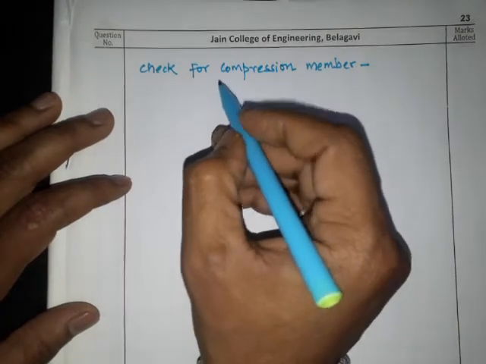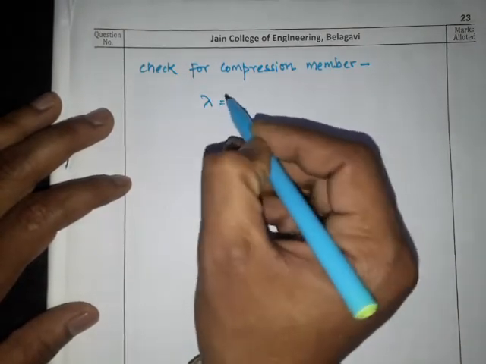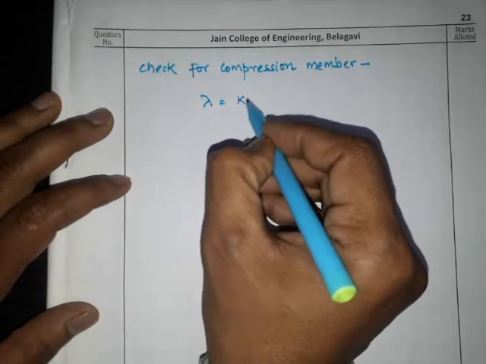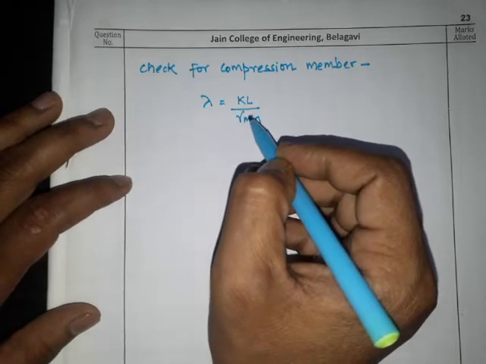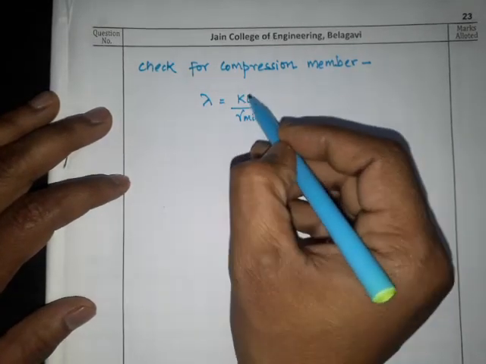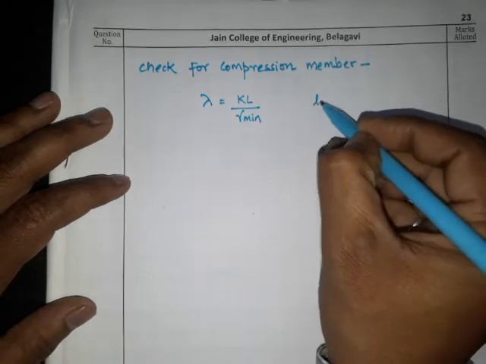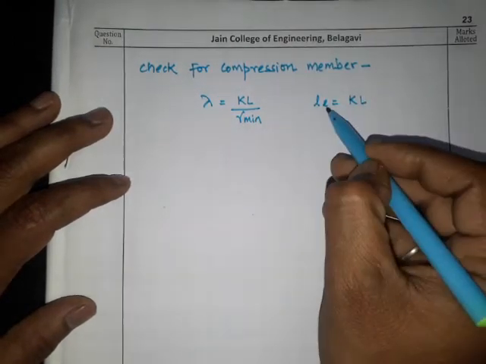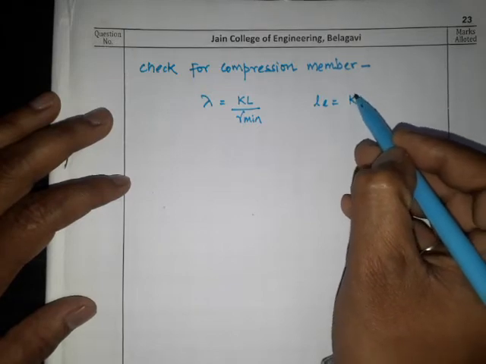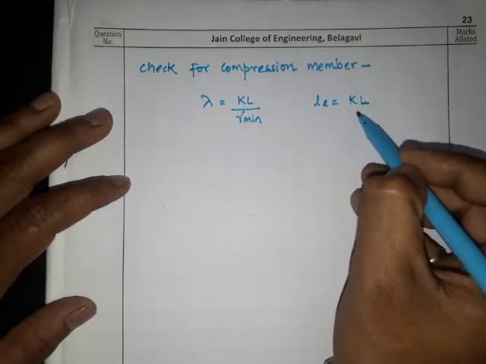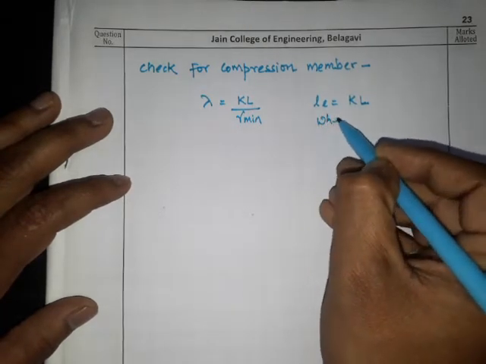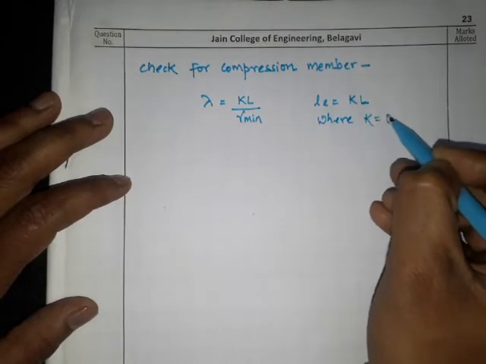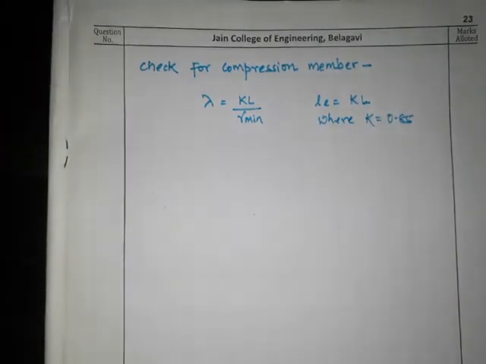First of all you have to find out the slenderness ratio lambda. The slenderness ratio lambda is nothing but KL by r minimum. r is nothing but the radius of gyration, r minimum. And KL is nothing but the effective length. LE is nothing but K into L, where K is the effective length factor. Here K is 0.85, again as per the code. If you want, I will show you that.